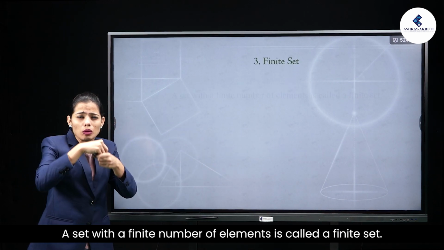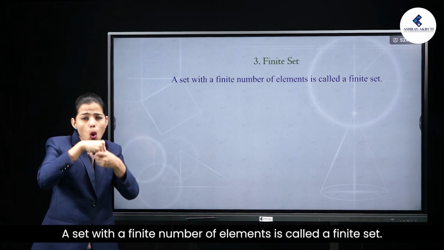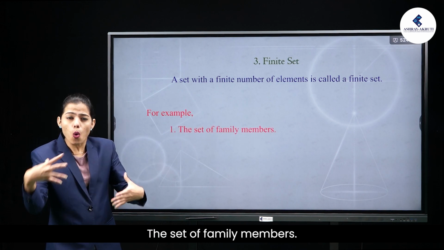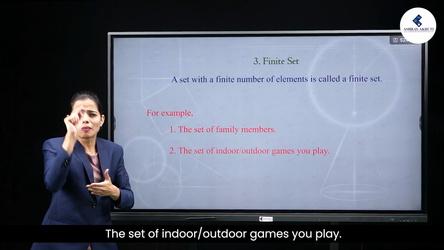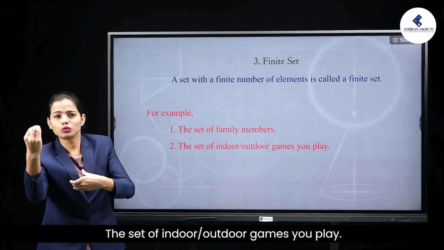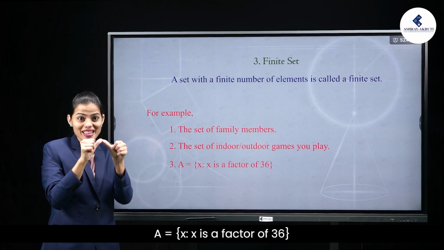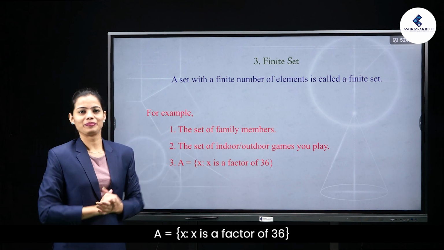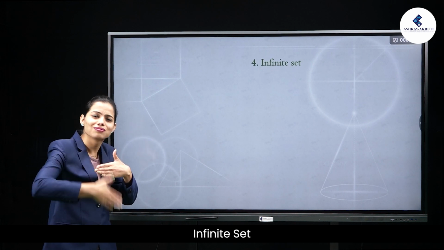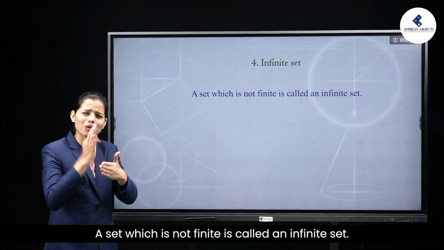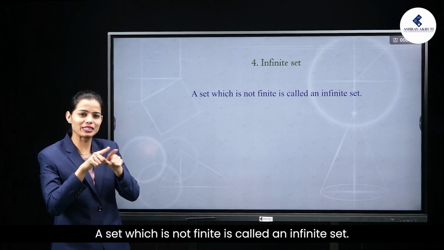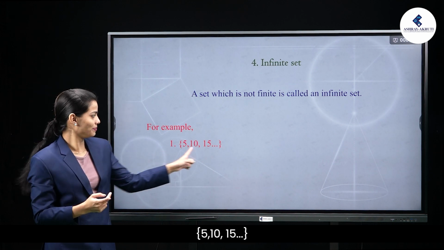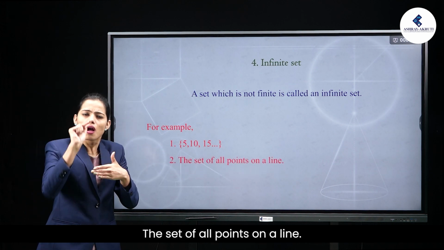Finite set. A set with a finite number of elements is called a finite set. For example, the set of family members, the set of indoor-outdoor games you play, A = {x : x is a factor of 36}. Infinite set. A set which is not finite is called an infinite set. For example, {5, 10, 15, ...}, the set of all points on a line.